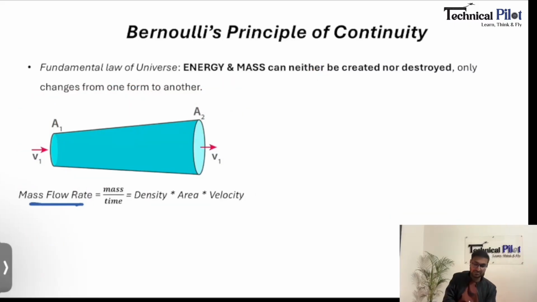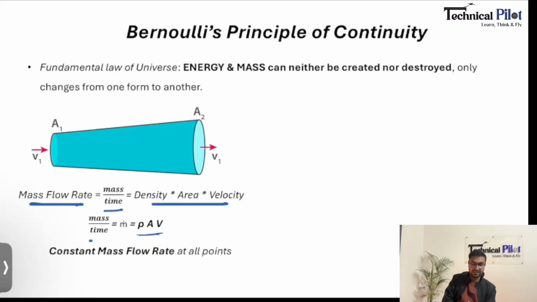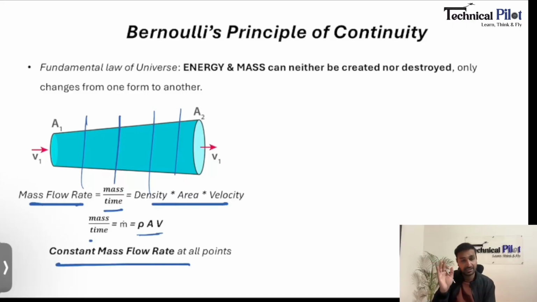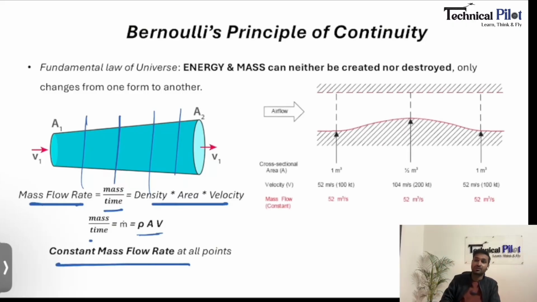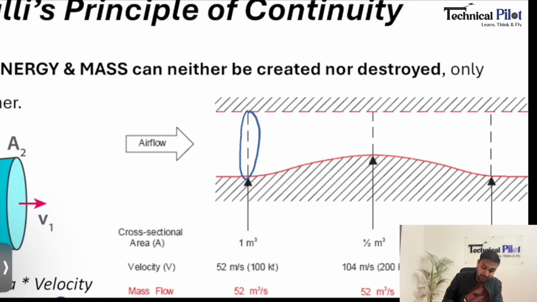Mass flow rate is mass per unit time, density into area into velocity. Okay, density into area into velocity, and we have seen that this is constant at all the points across the tube. Across the tube, you take any section, doesn't matter. You take any section, mass flow rate, mass per unit time, the product of density into area into velocity will remain constant. At this section, it says that area is 1 meter square. At this section, area is half meter square.